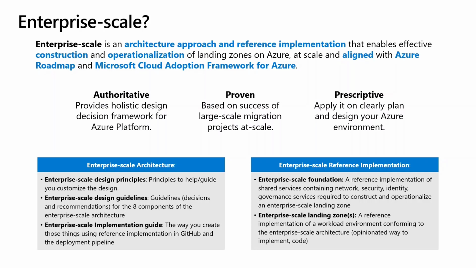The enterprise scale architecture itself is based on design principles. As I mentioned, it includes design recommendations, and obviously those recommendations are based on decisions and considerations. We have 8 of those different design areas, which I will talk about later in the slide deck. And as I mentioned as well, it includes an implementation guide. So that information is available on GitHub.